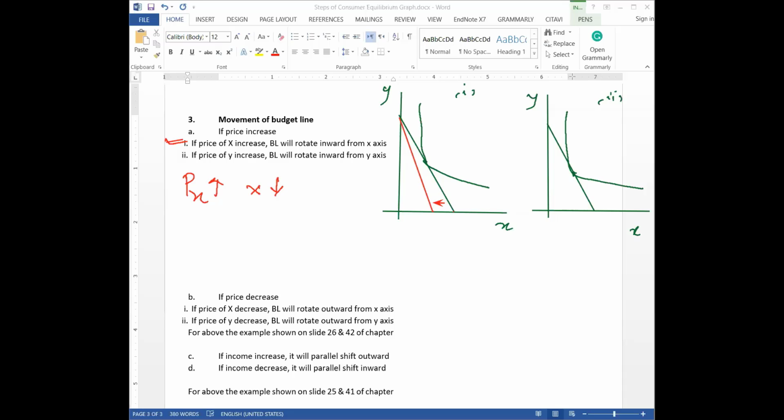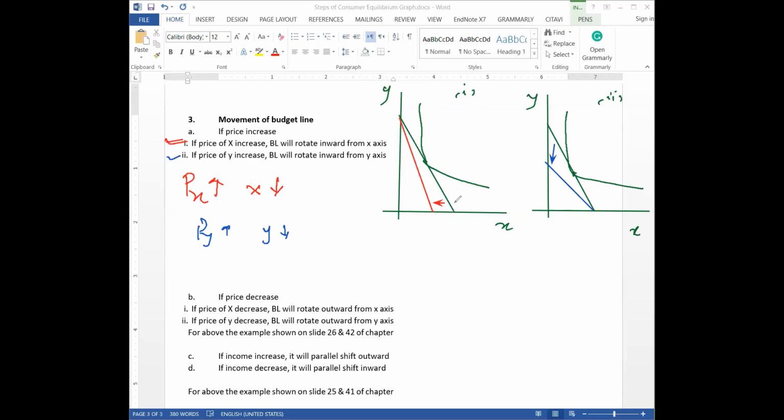Now let's talk about the second one. What will happen if there is an increase in price of y? Definitely when the price of y increases, y will decrease. Now we'll draw that point. Here in this case, y will decrease. We'll start from the same point of x and reduce the y, and we'll draw an arrow so that we can remember that y has been reduced. The arrow will remind us which one is the newer line and which one is the older. Make sure that you remember which budget line is old and which one is new.